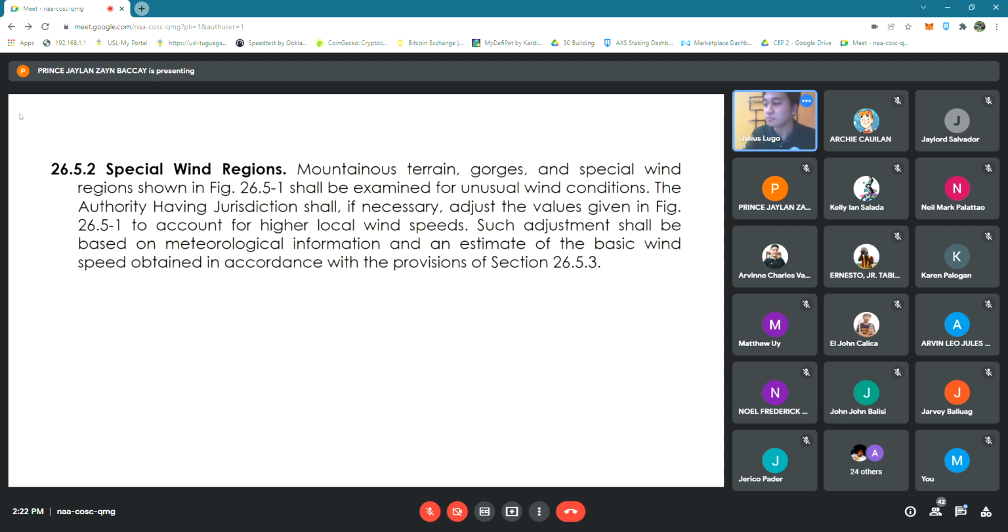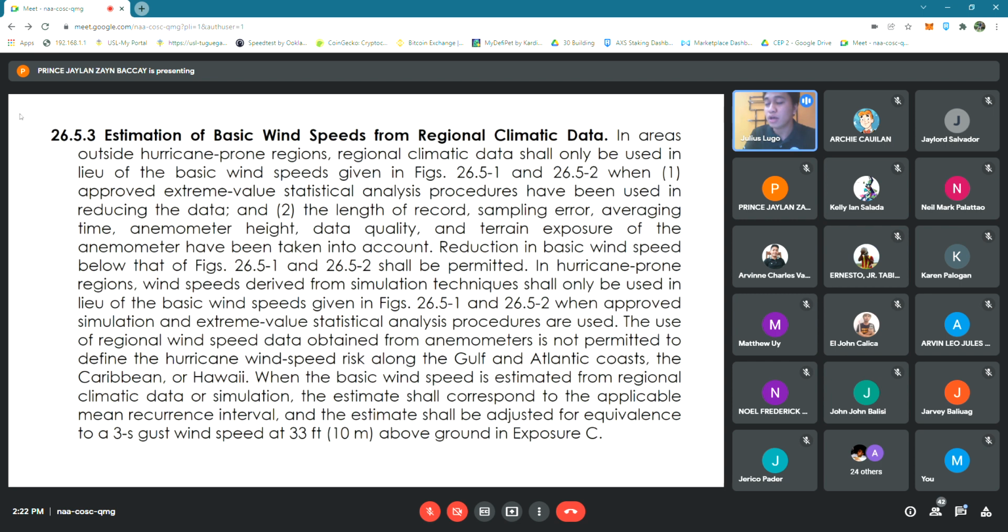Next, we have the estimation of basic wind speeds from regional climatic data. This is where what I said before comes in: the wind speeds actually depend on your design and the updates.